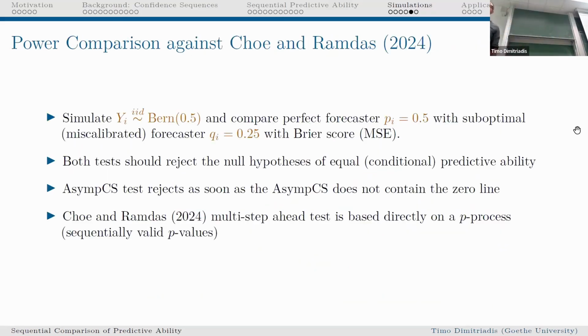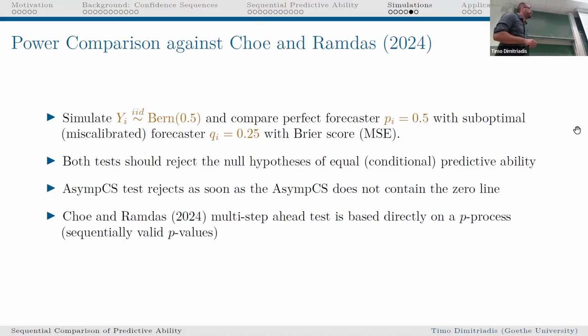And now, in order to compare against Cherian and Ramdas, we again have a very easy simulation setup. So we simulate IID Bernoullis with a hitting percentage of 0.5. We have one perfect forecaster that always forecasts 0.5 and one suboptimal forecaster that forecasts 0.25. And we evaluate with the MSE or Brier score so that the loss differences are bounded. We can use their method.